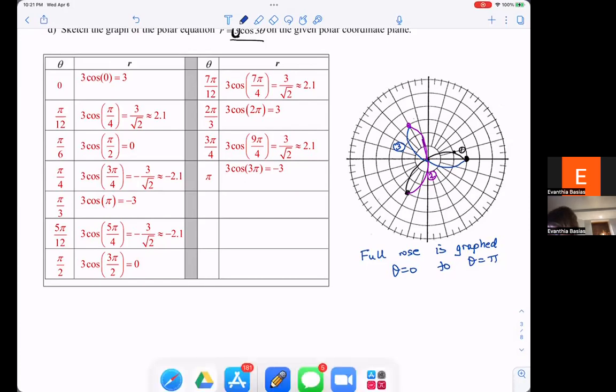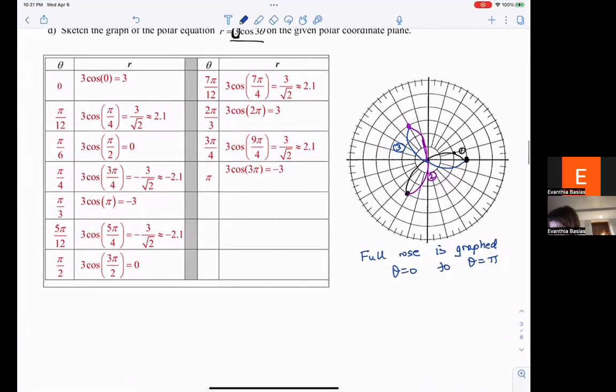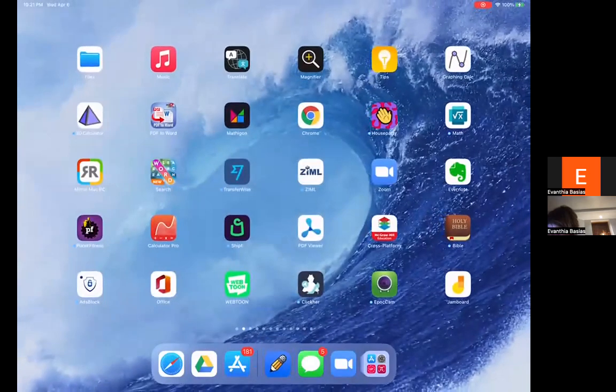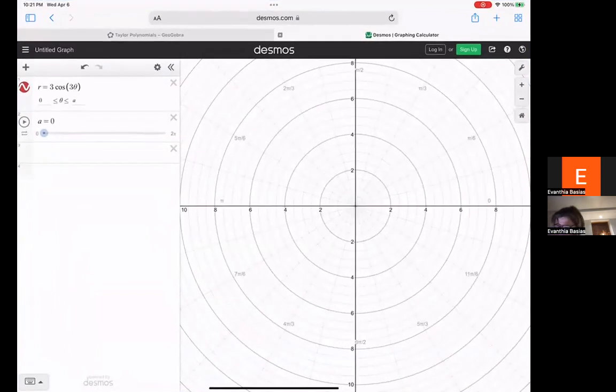So I'm going to see if I could share this with you. Let me see if I could just get out of this, go to this. Okay, so here is my rose, and I don't know if I could write on this. And I'm going from 0 to A, where A is from 0 to 2 pi. So I'm going to move this, and notice that that's the first cycle.